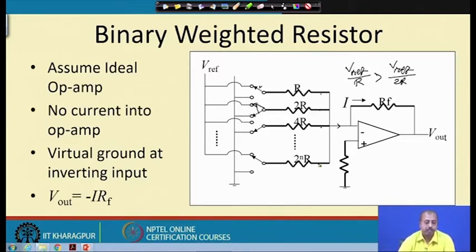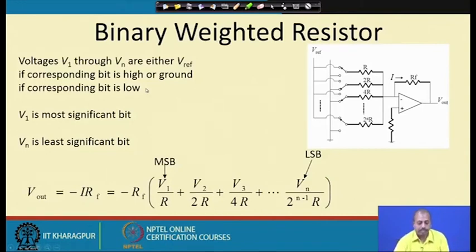If we assume this operational amplifier to be ideal, no current flows into this op amp. Whatever current comes like this, it passes like this, fine. So, V out is given by I into RF. We can figure out the value of I, and based on that find the voltage that comes as the output.